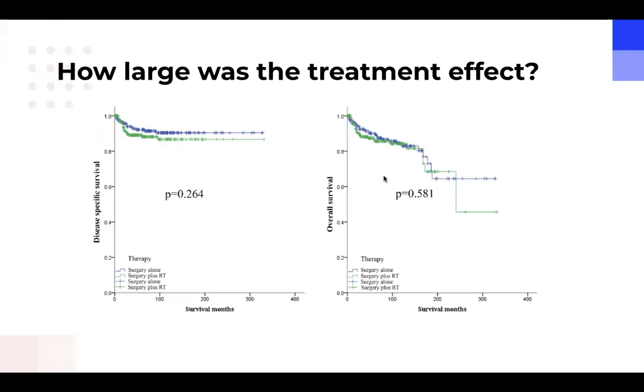For the next question, how large was the treatment effect? After the researchers performed propensity score matching, it was found that the survival curves generated showed that the patients did not achieve an improved overall survival or disease-specific survival from adjuvant radiotherapy since their p-values were greater than 0.05. So this showed no significant effect.